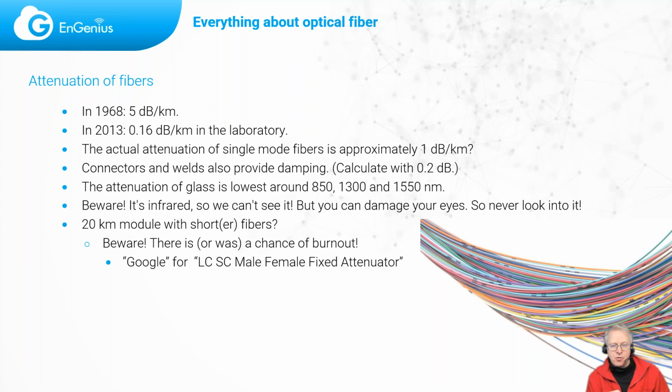In any case, if you really think you need it, there are fixed attenuators that you can put in between to do more attenuation on the fiber. But I don't think that's needed anymore. And for those attenuators, you can just tell if you want 5, 10, 20 dB of attenuation. And again, think that 1 dB per kilometer is the norm.